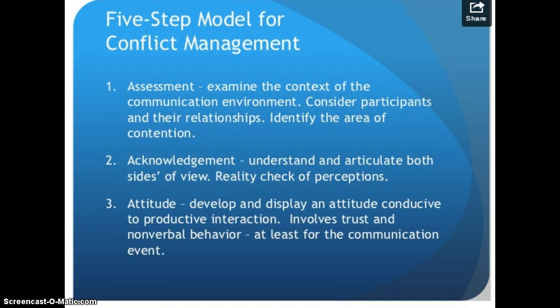There is a 5-step model, which I want to review with you, in conflict management. And this is important considering our overall coursework for the week. And it is just a good rule of thumb because it's a circular approach to understanding conflict. First is assessment, and that is to examine the context of the communication environment. Consider who the conflict is with and what your relationship with them is. And then, therefore, identify the area of contention.